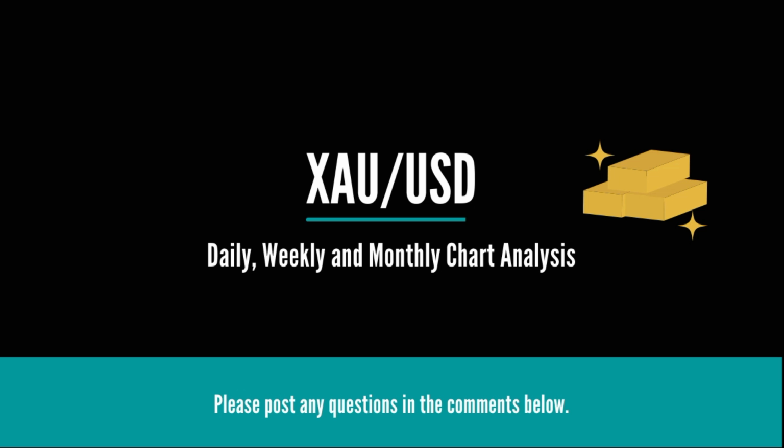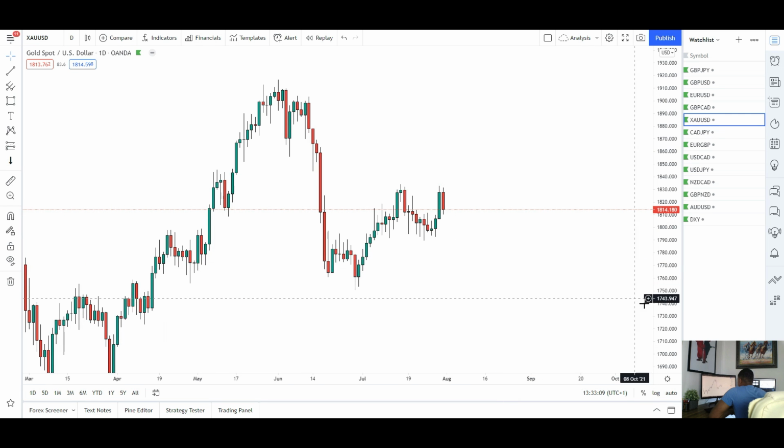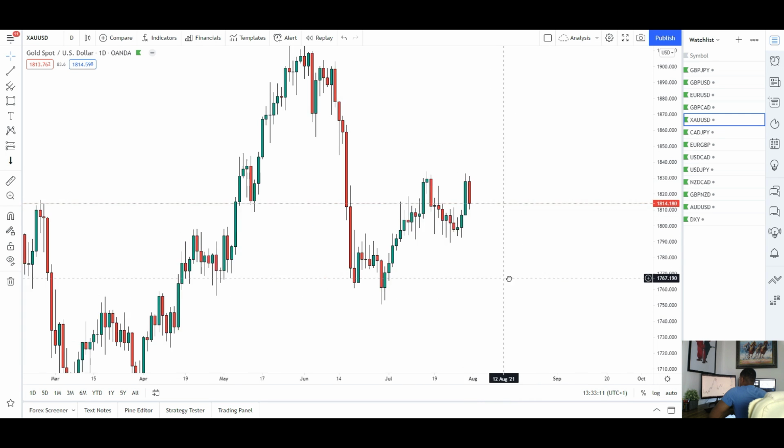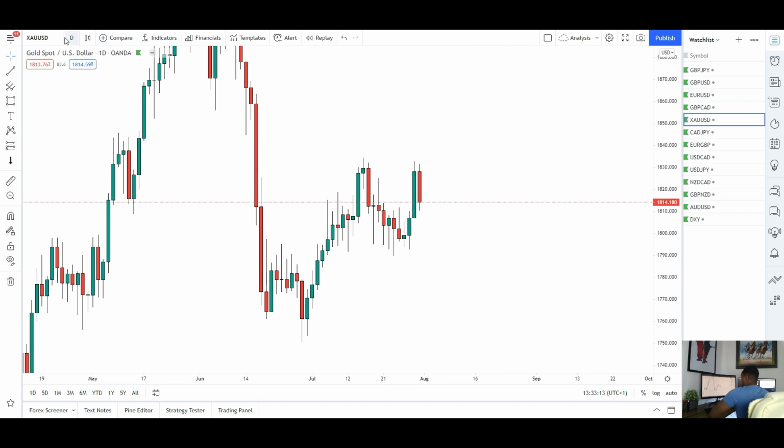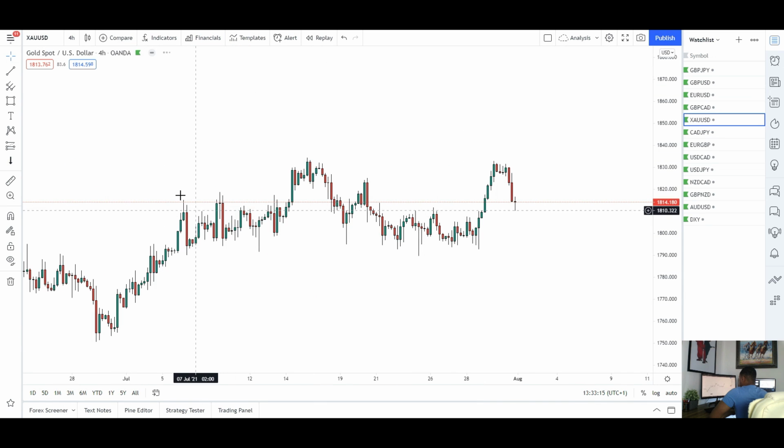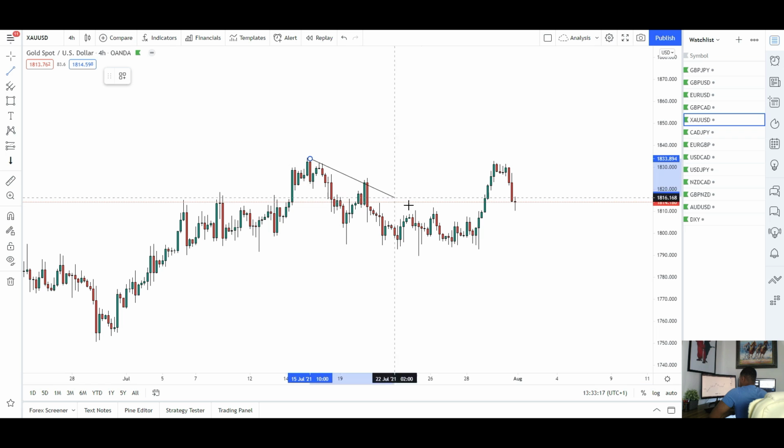And up next, we're going to take a look at gold. And next up, we've got gold. So as you can see for gold, we had quite a nice movement to the upside this week. Quite a nice break of this trend line that I was looking to sell from.